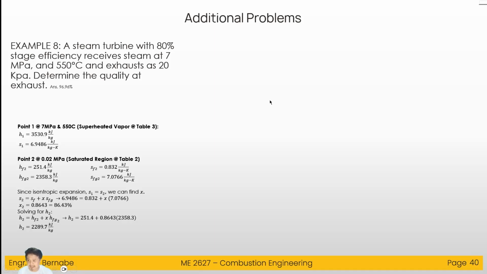Okay, so we have a turbine. What basically is happening, we have a turbine here, and then you have your input. So you have 550 and 7 MPa, and then the output is just 20 kPa. Is the work given? Not really. Only the stage efficiency.